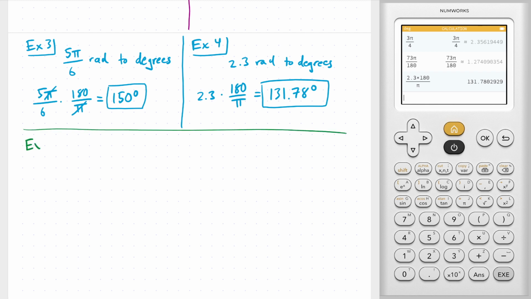And so last example of the video, example number 5. And let's say we have a 3-meter arm. Okay, 3-meter arm. Rotates by 25 degrees. And the question is, how far does the end move?